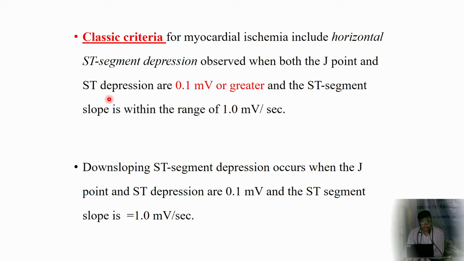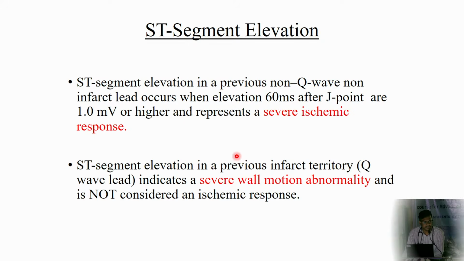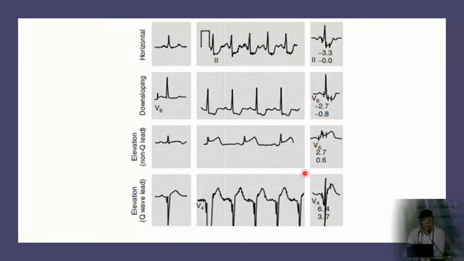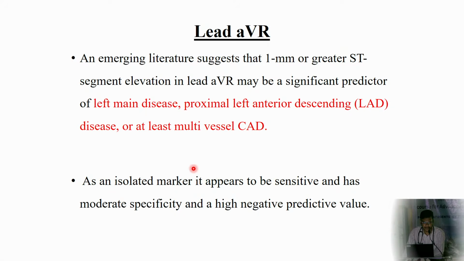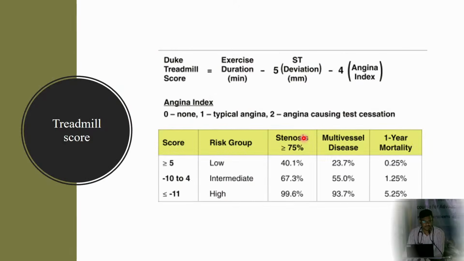So ST segment depression of 0.1 millivolt or greater, with the ST segment slope within the range of 1 millivolt per second, signifies there is significant coronary artery disease or other diseases which should be tested. Anyway, if ST segment elevation happens, it is a severe ischemic response, and the test should be stopped and the patient taken off the testing. Coming to lead aVR, previously it was told that more than 1 mm ST segment elevation in lead aVR is not significant, but emerging literature suggests that 1 mm or greater ST segment elevation in lead aVR is a significant predictor of left main disease, proximal LAD disease, or multivessel coronary artery disease.